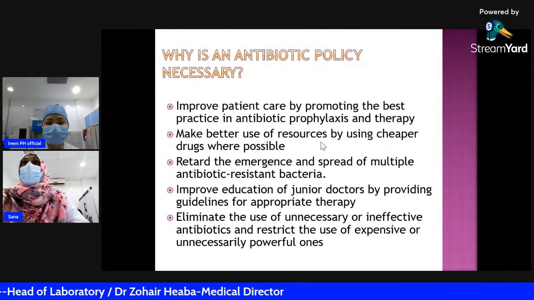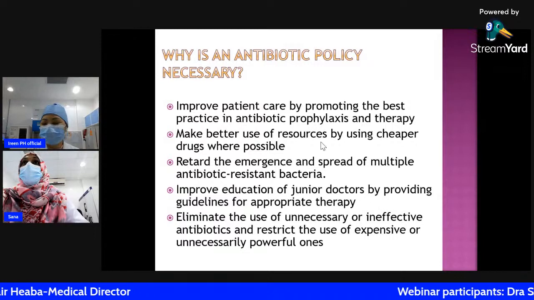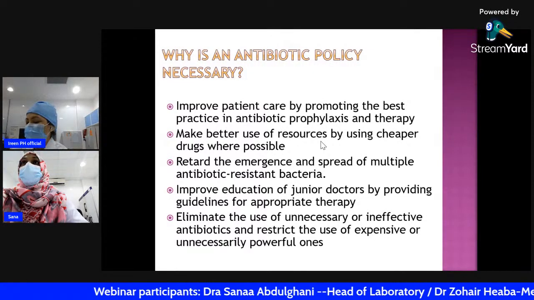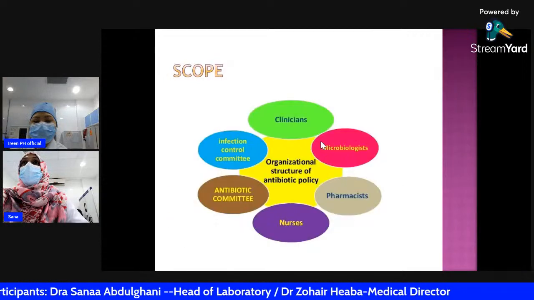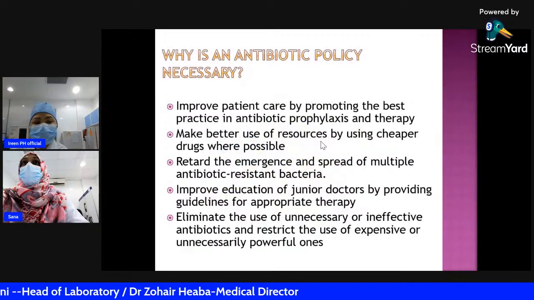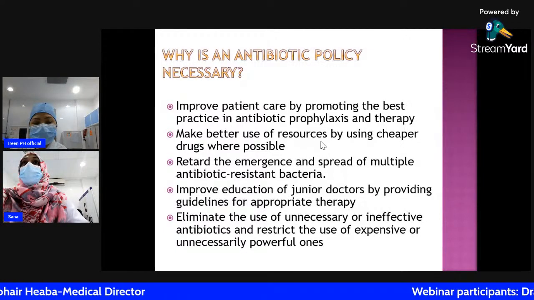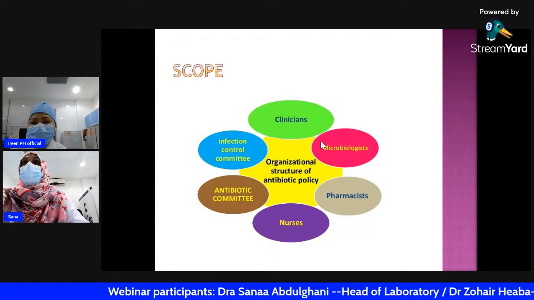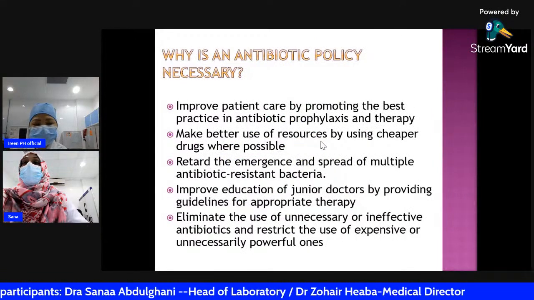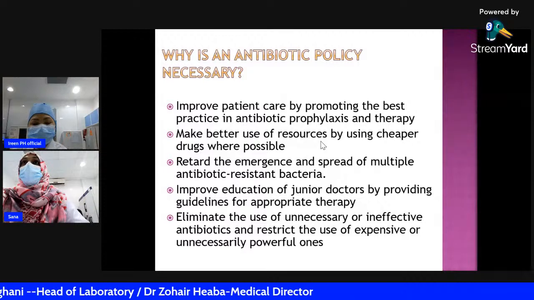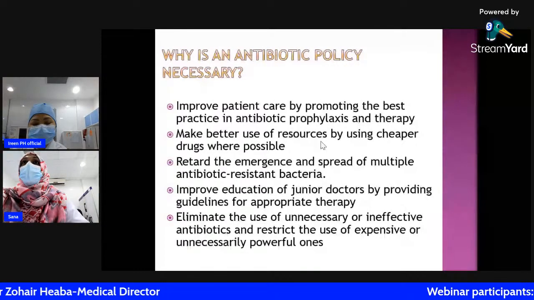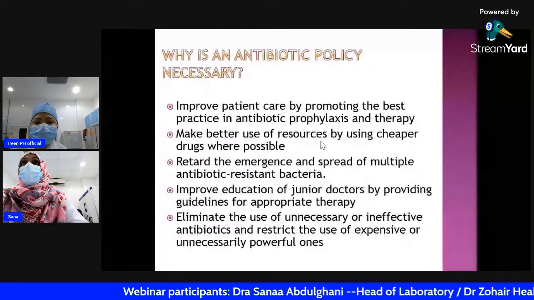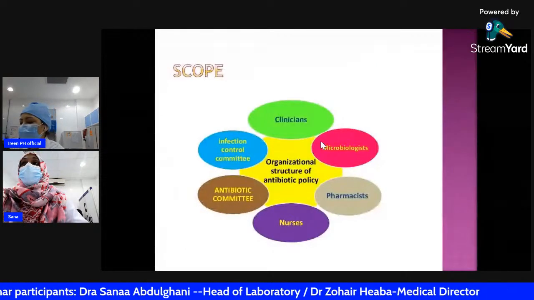In other words, we use the antibiotic policy to improve patient care by promoting the best practice in antibiotic prophylaxis and therapy, make better use of resources by using cheaper drugs where possible, retard the emergence and spread of multiple antibiotic resistant bacteria, improve education of junior doctors by providing guidelines for appropriate therapy, eliminate the use of unnecessary or ineffective antibiotics, and restrict the use of expensive or unnecessary powerful ones.